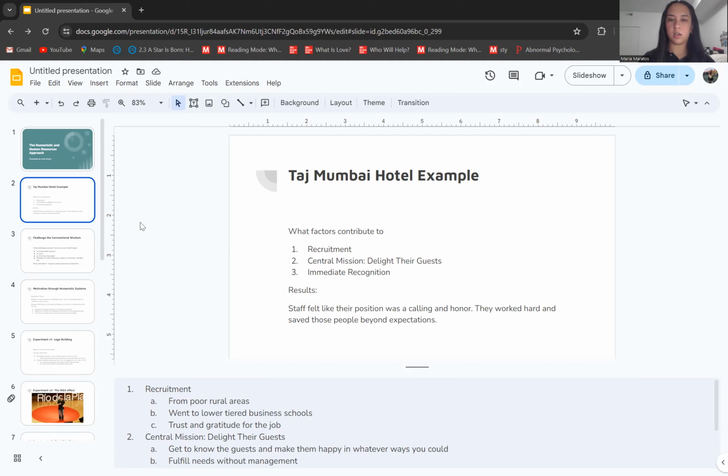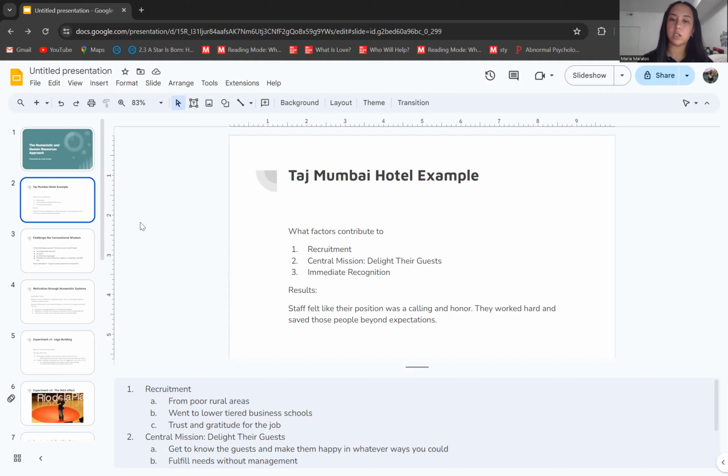So just to give a little background and example, in Brother Embree's lecture, we learned about this hotel called the Taj Mumbai. I probably butchered that, but this hotel had factors that were different than the other hotels that were affected by this shooting that went on, as Brother Embry explained. So, one factor that was different than others is the recruitment process. They would recruit from poor rural areas and they would go to the lower tiered business schools. And because of that, the people who were hired felt like they were trusted and they were super grateful for the job that they had, which I'm sure you can imagine, like if they went to a higher tiered business school, they would probably be less grateful. So that was one thing that was different.